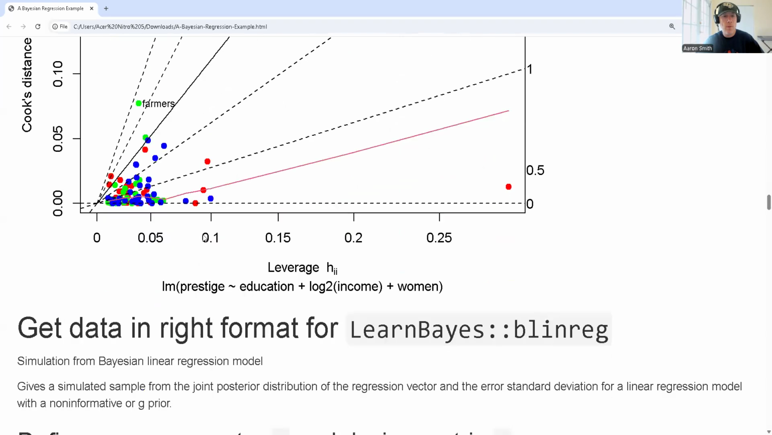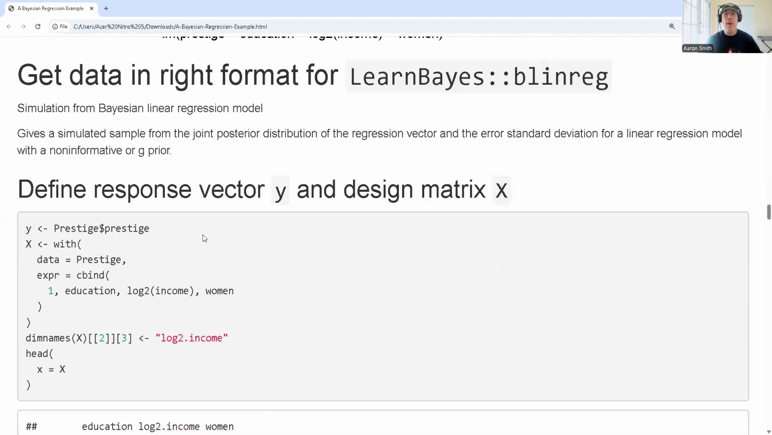All right. So now, let's actually do Bayesian regression. First thing I'm going to have to do is get the data in the right format. I'm going to use the blinreg Bayesian linear regression function in the LearnBayes package. How it wants the data set up is that I need to have a 1 for the intercept, and then the X, the predictor variable matrix or data frame, is pretty standard.